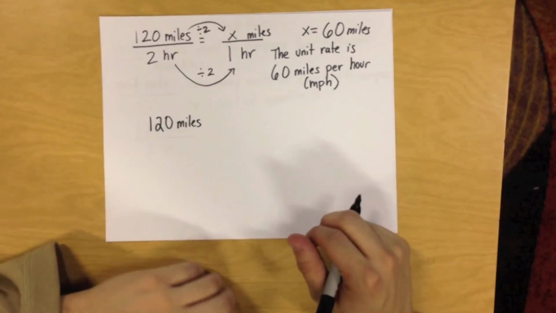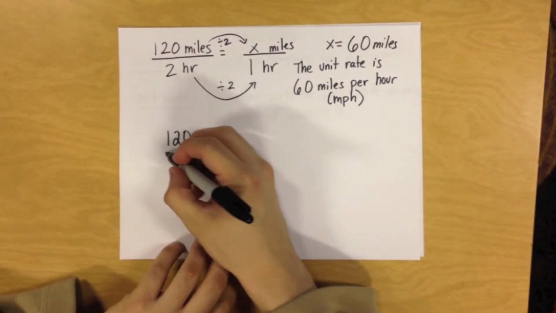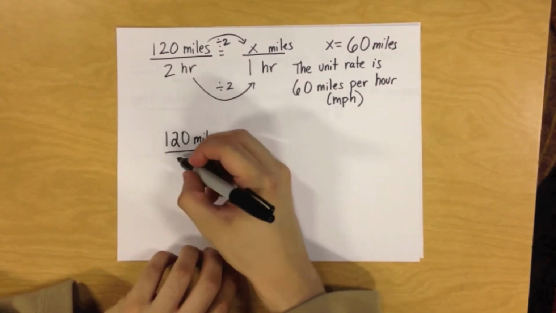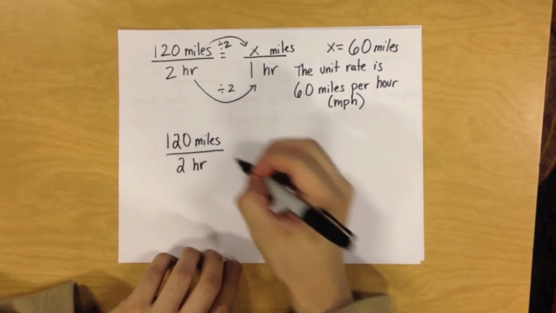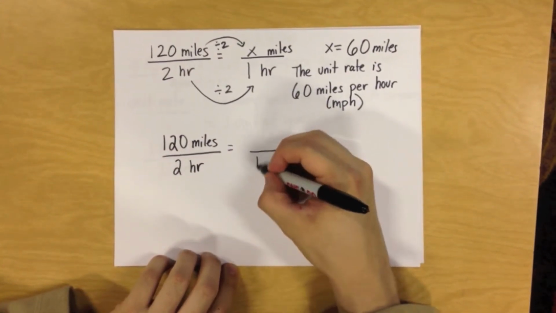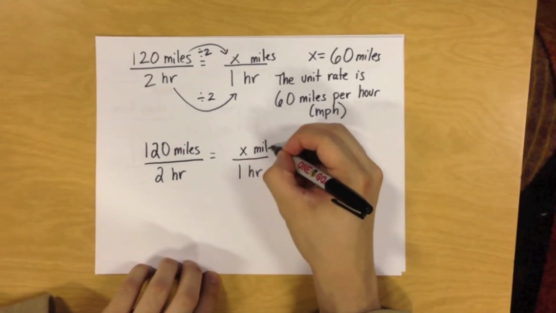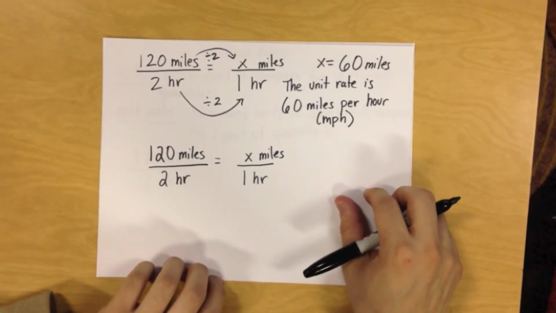Okay. So now let's look at the second way in which to do this problem. I had my 120 miles traveled in 2 hours. Now I wanted to find the unit rate. In this case, how many miles did I travel in 1 hour? X miles. Remember, we talked about cross multiplication and divide.